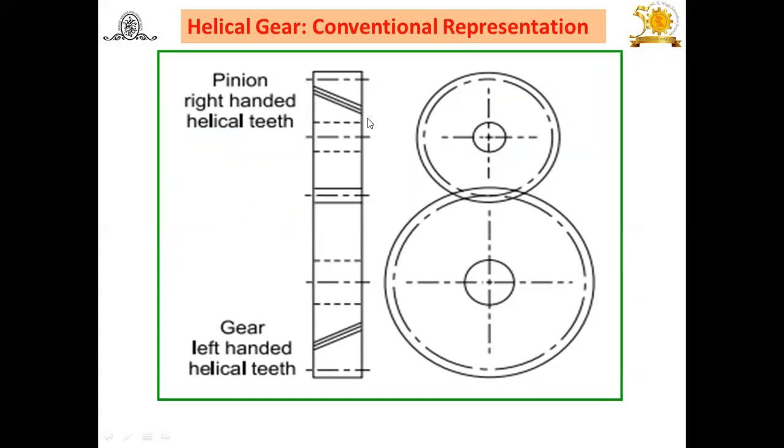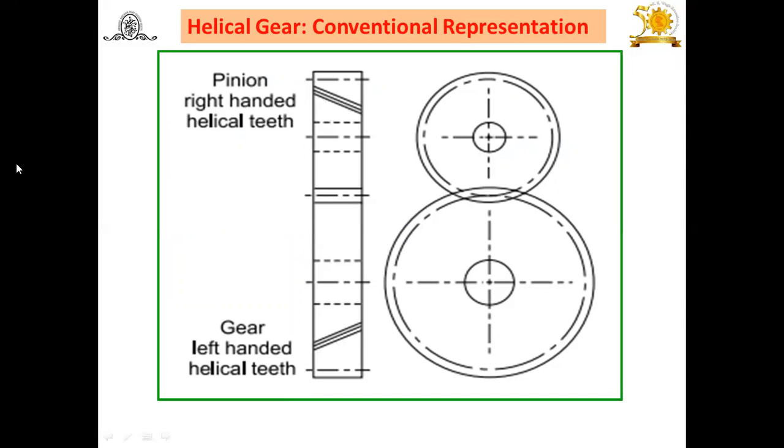Now in one pair, one gear has right hand helical teeth and the other gear has left hand helical teeth. Now look at this. How to decide right hand and left hand teeth? One gear is right hand, another is left hand. Then it is going to mesh properly, and there is a gradual engagement.